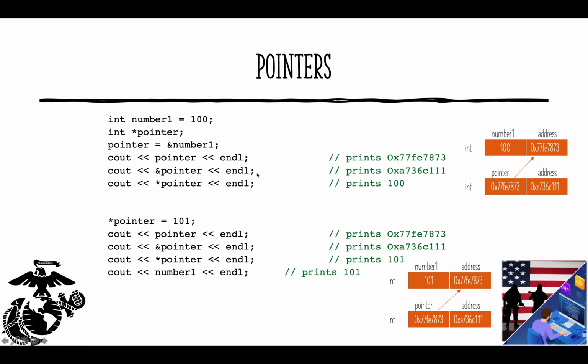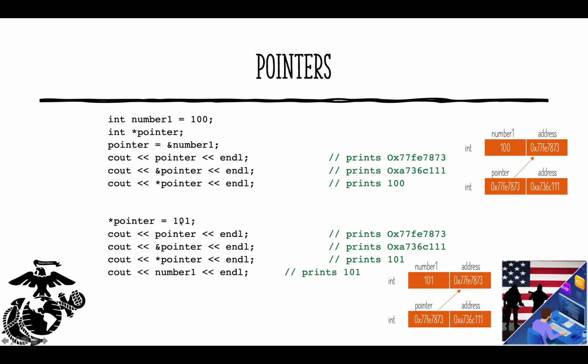More examples of pointers. So again, this is the same block of code that we had before. int number1 equals 100, creating a pointer, pointing the pointer to the address of number1. Cout pointer displays the address of number1. Cout ampersand pointer is going to print out the address of pointer, and dereferencing the pointer is going to print out the value which it stores.